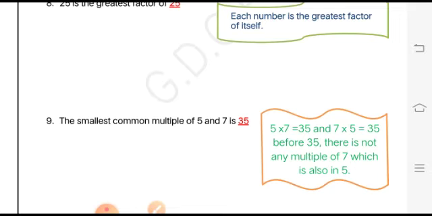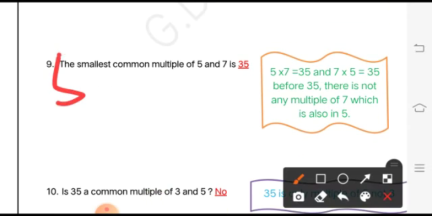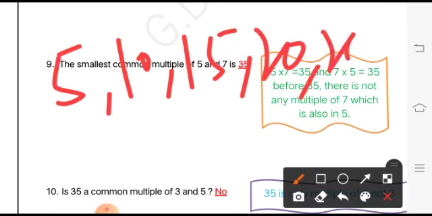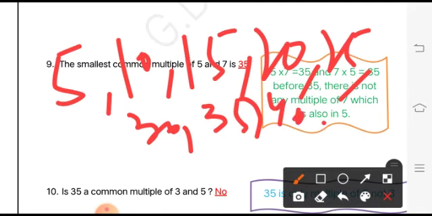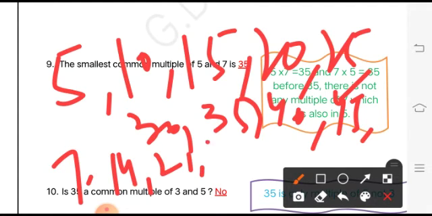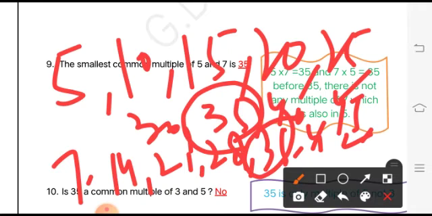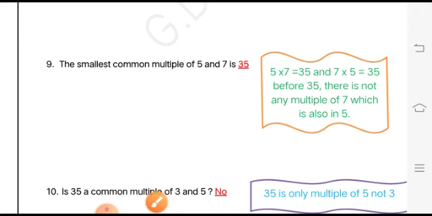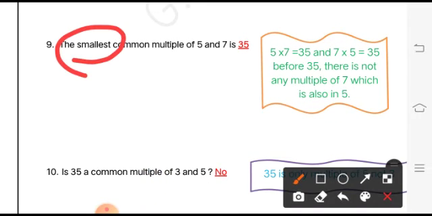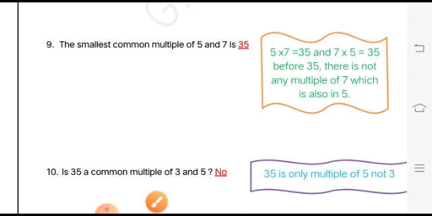Okay, the ninth one is the smallest common multiple of 5 and 7. If we observe in the multiples of 5, we have 5, 10, 15, 20, 25, 30, 35, 40, 45, 50 and so on. Likewise in 7 we have 7, 14, 21, 28, 35, 42, 49 and so on. Here we observe 35 is present in both. So this is the common multiple, that too the smallest. There is no other smaller number than 35 which exists in the table of both 5 and 7. So 35 is the smallest common multiple of 5 and 7. There must exist some others also, but the smallest is 35 only. So 35 should be written as the answer of question 9.